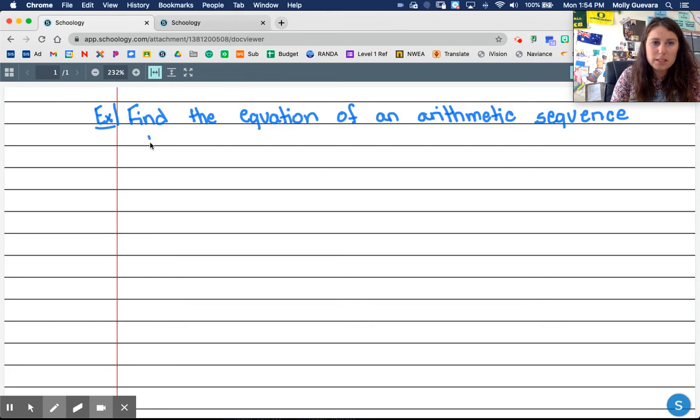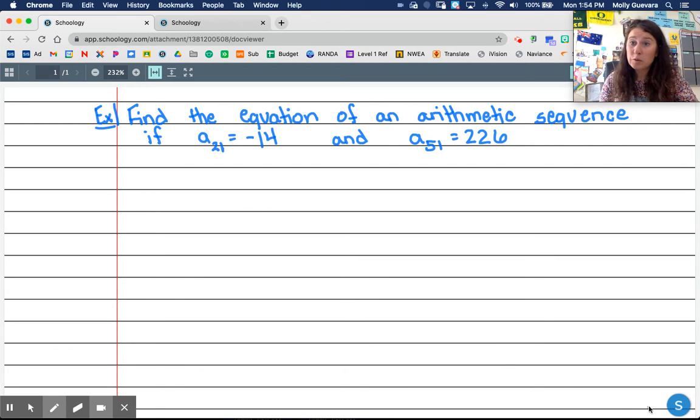So find the equation of the sequence if the 21st term, so a sub 21, is negative 14, and if the 51st term is 226. So I know that if I plug in 21, I get out negative 14, and if I plug in 51, I get out 226. And I know it's an arithmetic equation, so that tells me that I'm going to do a sub n equals dn plus b. So there's my equation.